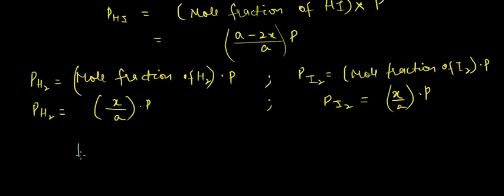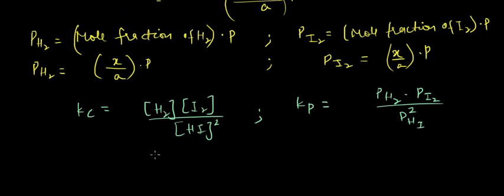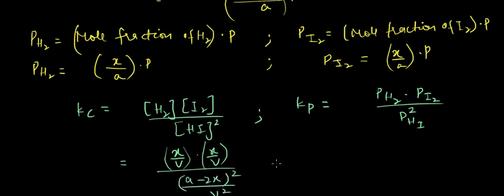So let's talk about Kc here. Kc would be concentration of products at equilibrium, which is [H2][I2] divided by [HI] squared, and Kp would be nothing but partial pressure of H2 into partial pressure of I2 divided by partial pressure of HI squared. So what is the concentration of H2 and I2 at equilibrium? That would be x upon V multiplied with x upon V, and for HI it would be (A minus 2x) squared upon V squared.